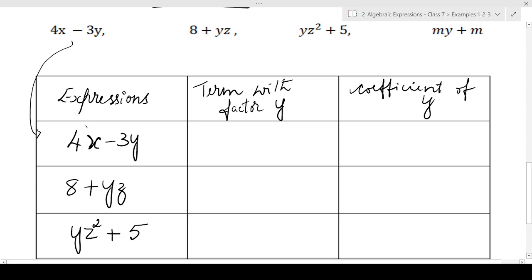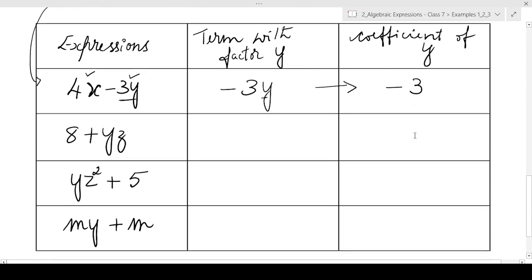How many terms are there in this expression? It is a two-term expression, 4x and minus 3y. Now, in this problem, they've asked you to find out the coefficient of y. In the previous problem, they've asked you to find out the coefficient of x. Okay, now here, which is that particular term which has got y as its factor? Minus 3y. y is over here. As such, the term with factor y is minus 3y. And what is the coefficient of y? What is attached to y? It is minus 3. That's the coefficient of y.